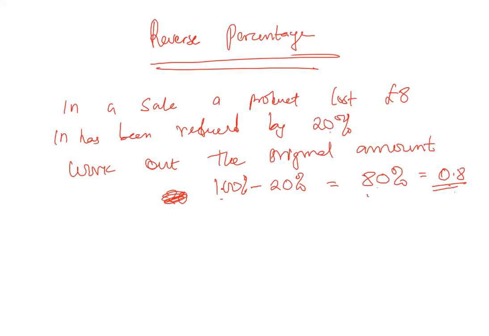So it's going to be what? 8 divided by 0.8. So what is that? What is 8 divided by 0.8 on a calculator? That gives you 10. That means that the product was £10 before they reduced it to £8 in a sale.